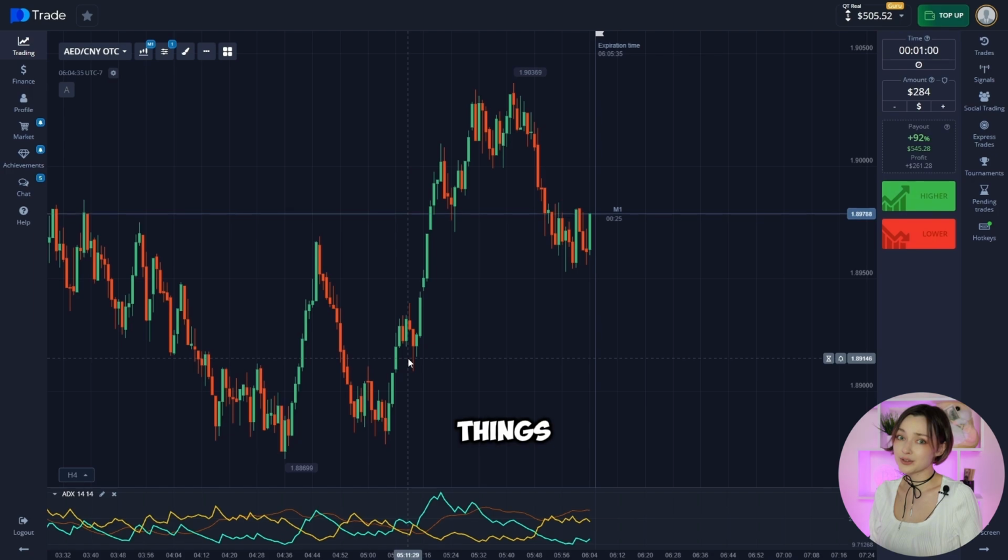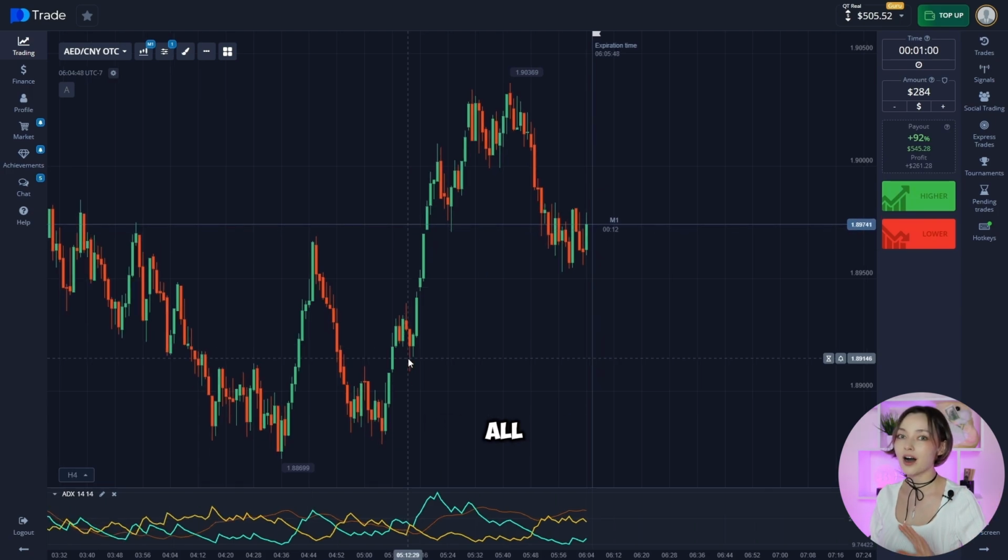I think we can sum things up at this point. Thanks to this strategy, we've managed to make $500, meaning we have multiplied our deposit over 5 times. Guys, imagine what would have happened had you been trading with me all along.